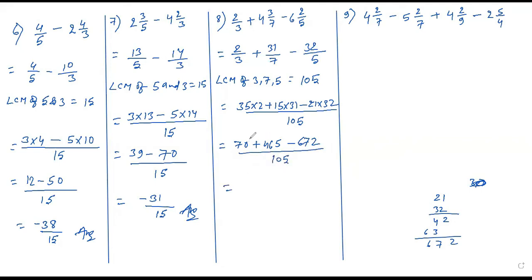And you find out this plus add this to this, you will get what? 535 minus 672, whole divided by 105. Okay, and this minus this is how much? 672 minus 535. 137.